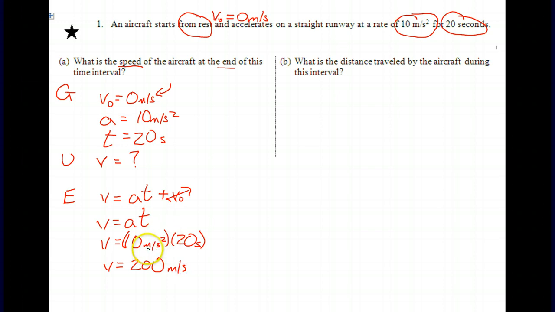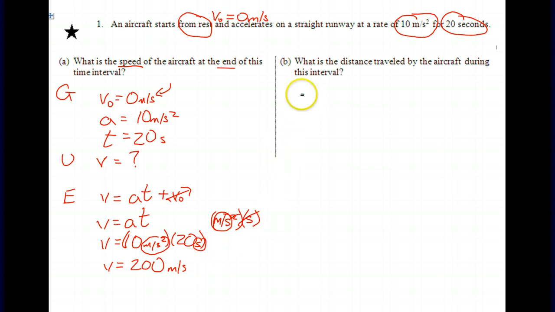If we look at those units, let's pull them out and analyze them real quick. We're taking meters per second squared and multiplying that by seconds. So one of the seconds cancels out, leaving us with simply meters per second.